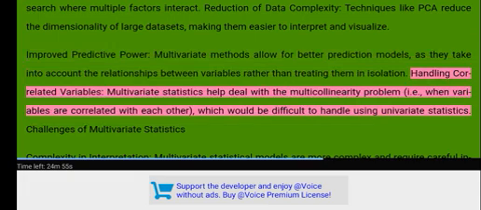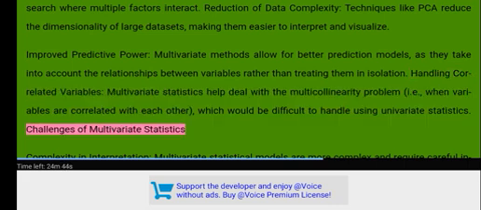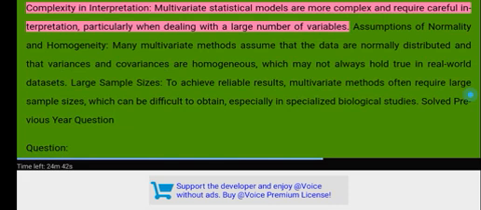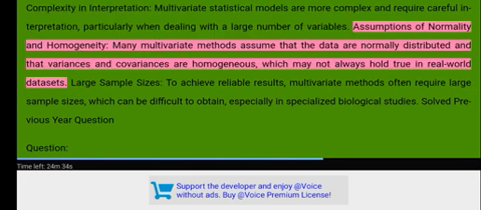Handling correlated variables. Multivariate statistics help deal with the multicollinearity problem, i.e., when variables are correlated with each other, which would be difficult to handle using univariate statistics. Challenges of multivariate statistics. Complexity and interpretation. Multivariate statistical models are more complex and require careful interpretation, particularly when dealing with a large number of variables. Assumptions of normality and homogeneity. Many multivariate methods assume that the data are normally distributed and that variances and covariances are homogeneous, which may not always hold true in real-world datasets.